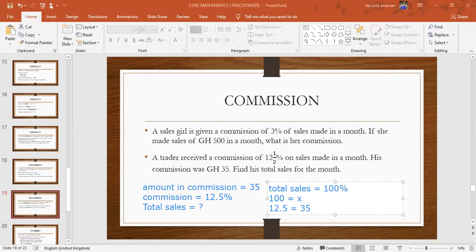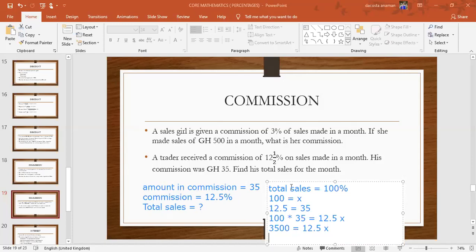You cross multiply and you will be getting 100 times 35 is equal to 12.5 times x, which will give us 12.5x. So 100 times 35 will be 3,500, equal to 12.5x. Now, all you need to do here is to divide through by 12.5. And that will give us x is equal to 280 Ghana cedis.